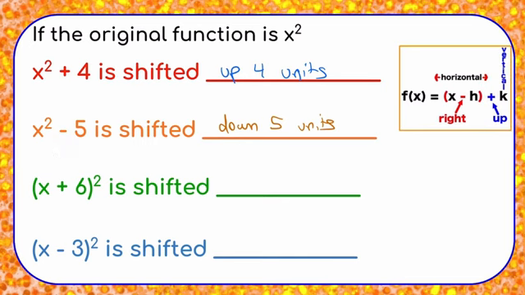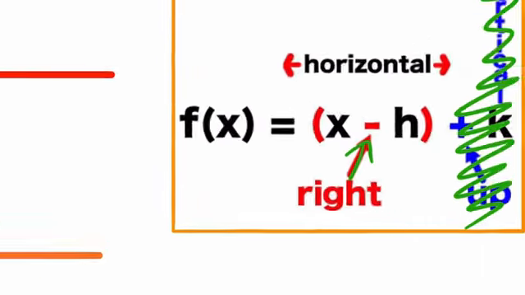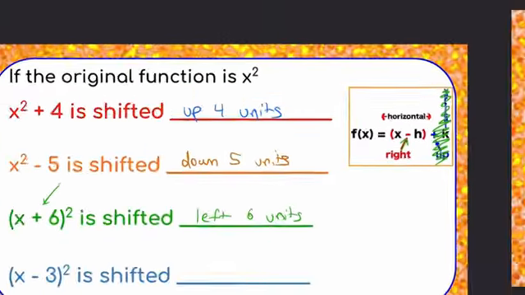So let's look at our next 2 examples. For x plus 6 squared, would you say that this plus 6 is inside parentheses or not inside parentheses? It's inside parentheses. So it can't be a vertical shift. It has to be a horizontal. And if it's a plus 6, do you think that's going to be to the right 6 or to the left 6? That is going to be left 6 units. Just to remind you, minus is right. Zoom in on that. And plus would have to be left.